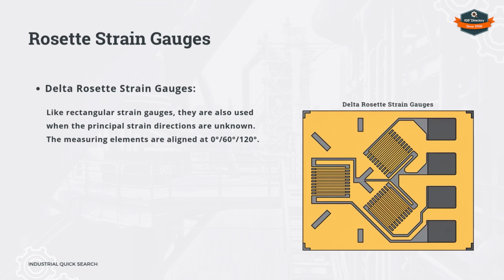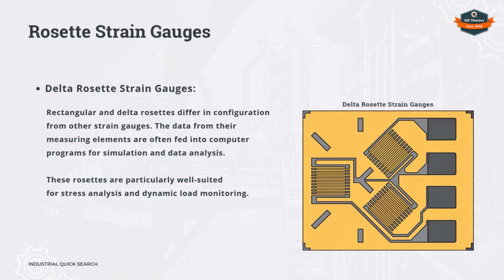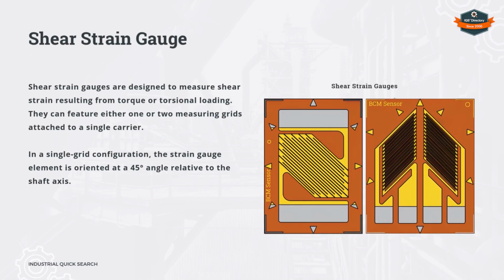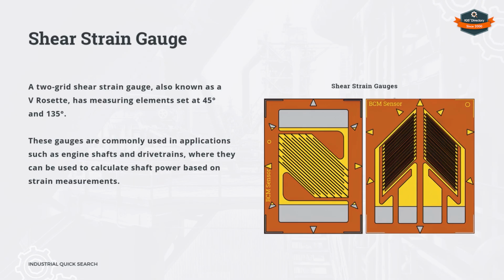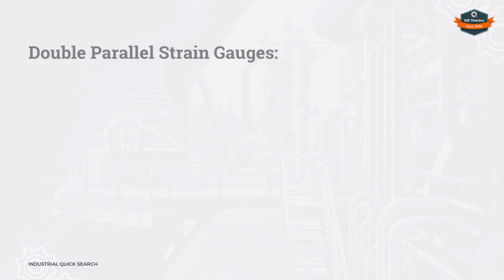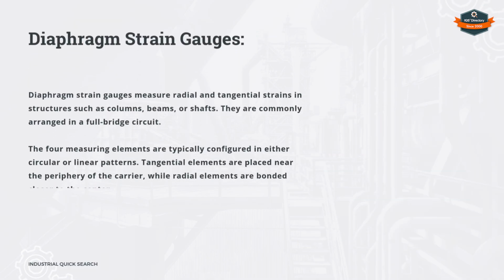Delta rosette strain gauges. Shear strain gauge. Double parallel strain gauges. Diaphragm strain gauges.